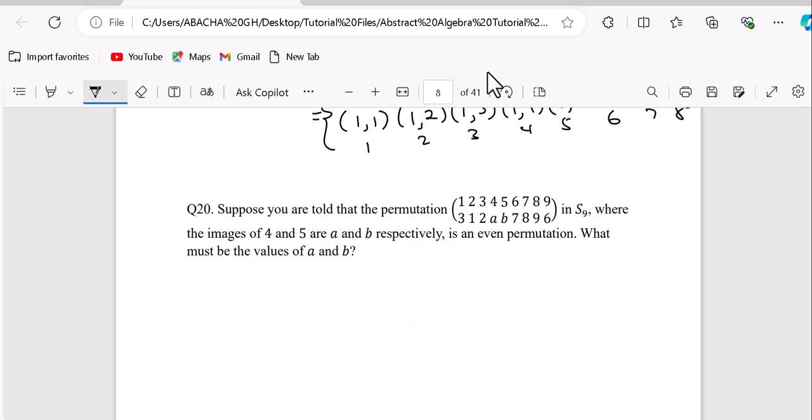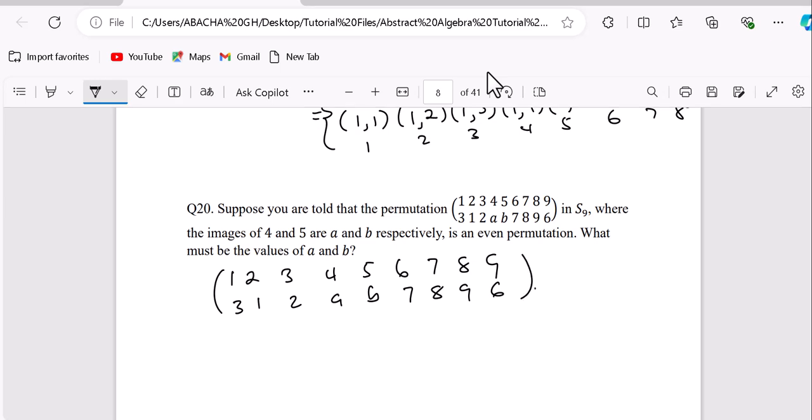Now we look at this question, which says that suppose you are told that the permutation in S9, where the images of 4 and 5 are A and B respectively, is an even permutation. What must be the values of A and B? Well, if I have 1, 2, 3, 4, 5, 6, 7, 8, 9, and here is 3, 1, 2, A, B, 7, 8, 9, 6.